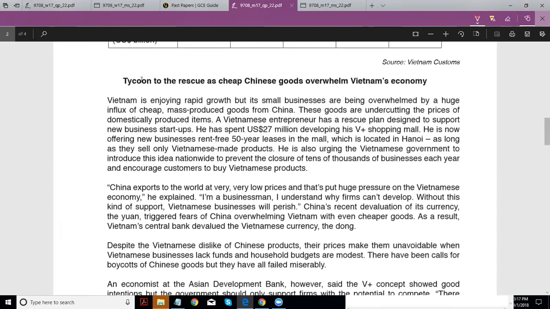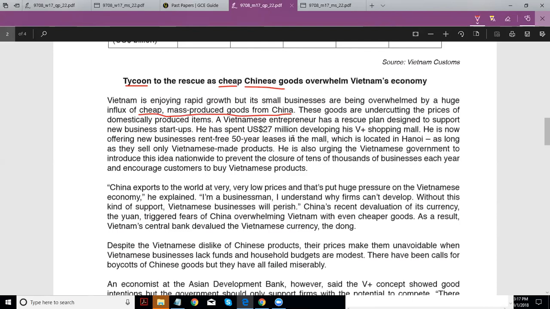So Tycoon comes to the rescue as cheap Chinese goods overwhelm Vietnam's economy. Okay, this actually happens. Vietnam is enjoying rapid growth, but its small businesses are being overwhelmed by a huge influx of cheap, mass-produced goods from China. So what's happening here is that China, for some reason, is managing to produce at a lower average cost. That could be one possibility, and it's just exporting to Vietnam, and the local industry is being overwhelmed by these cheap goods. They can't price that low, so they go out of business.